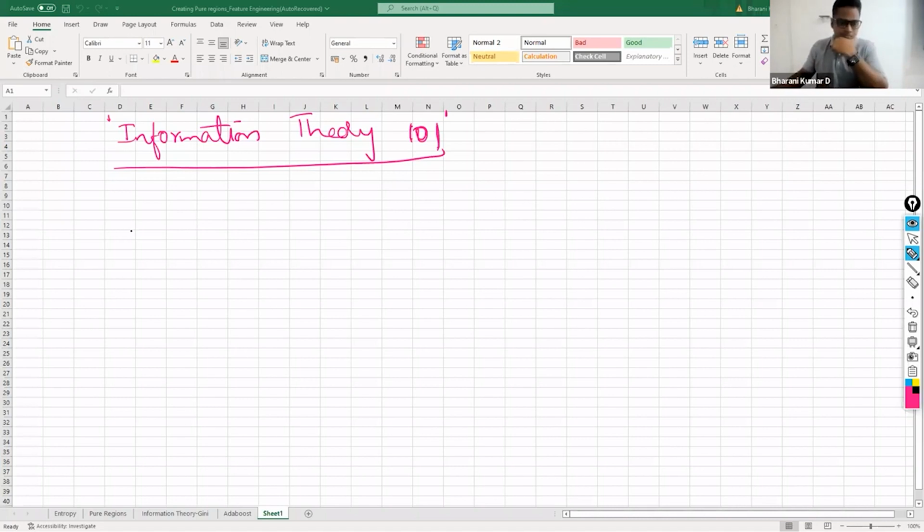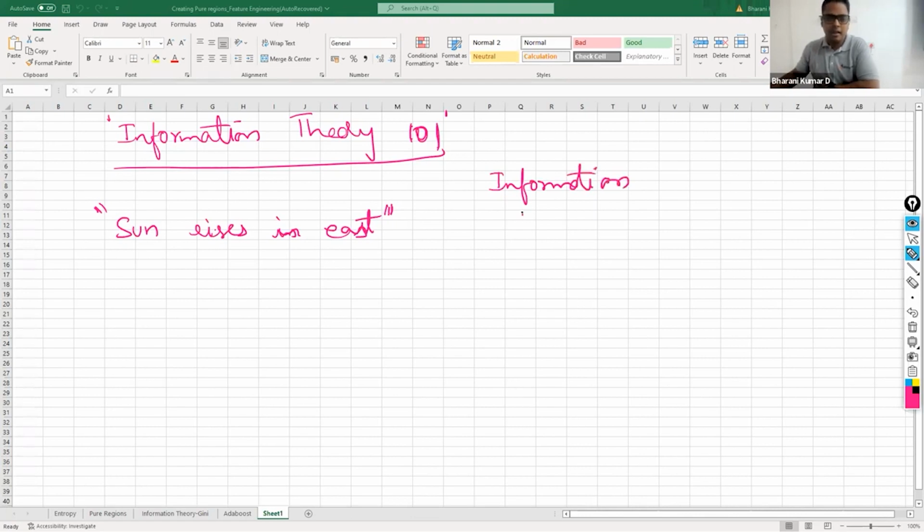If I say, here's one of my favorite examples: the sun rises in the east. Would you say, amazing, what information this guy has given today, I never knew? Would you say that? What will be the information contained in this? Very low, because you anyway know that the sun rises in the east. If I also say the sun rises in the east, you'll be like, come on. There's no information in that.